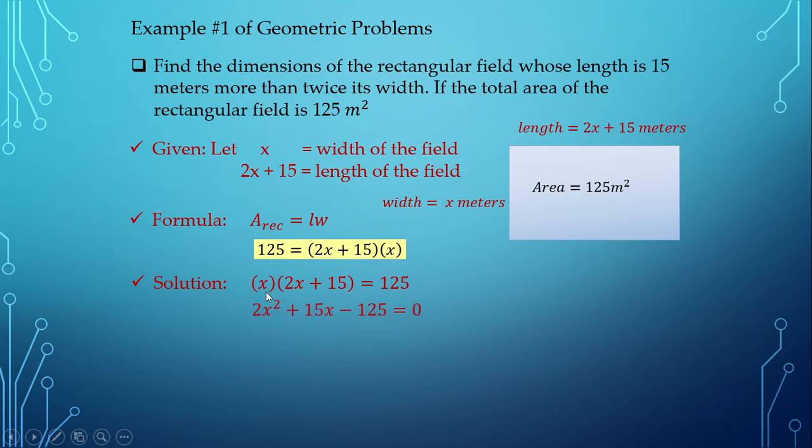Okay. To simplify further, since there are parentheses, meaning we will distribute the monomial x to the binomial 2x plus 15. So, x times 2x is 2x squared. X times 15 is plus 15x. Then, we transfer 125 from the right side to the left side. It becomes minus 125 equal to 0.